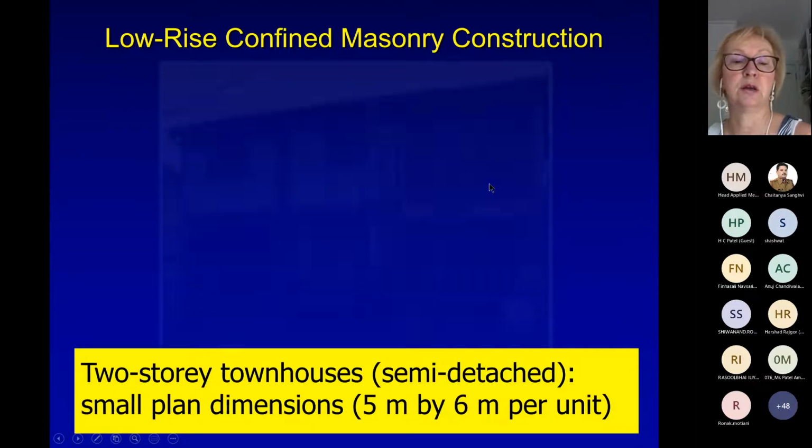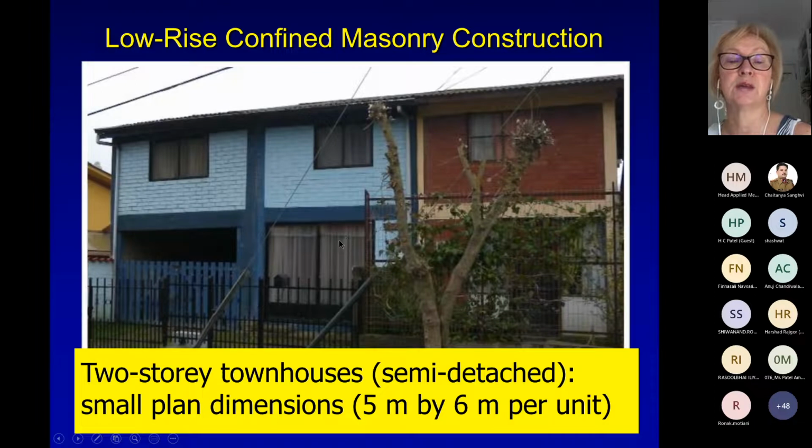So then there are 2-story, the typical construction besides these isolated buildings. Very common are these, maybe we call them houses in a row, or that are all connected, or they call townhouses. So they have small plan dimensions. This may be some form of social housing, so these are not very large buildings. Or I mean, the total building may be large, but the size of individual dwellings is not very large.